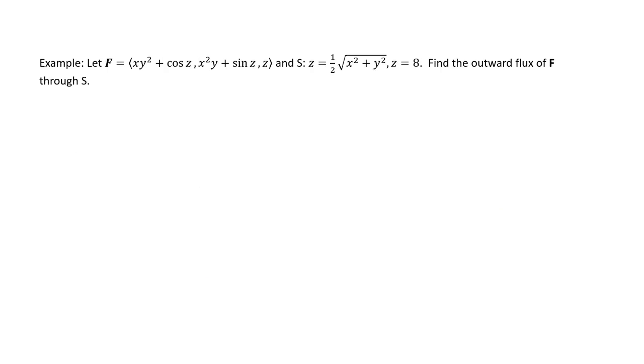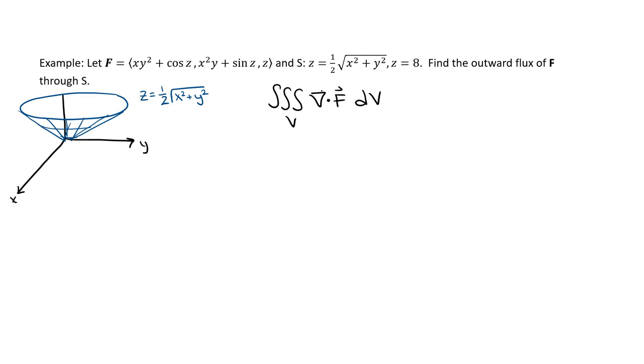So let's do, I think I have 2 more examples. So I have a different vector field. My vector field is written on the screen, and the surface is z equals 1/2 square root of x squared plus y squared, and then also bounded by the plane z equals 8. We are going to find the outward flux of F through S. And that is essentially what we're doing. When we're computing these integrals, we are actually finding flux. So we're going to compute the flux of F through this surface S.